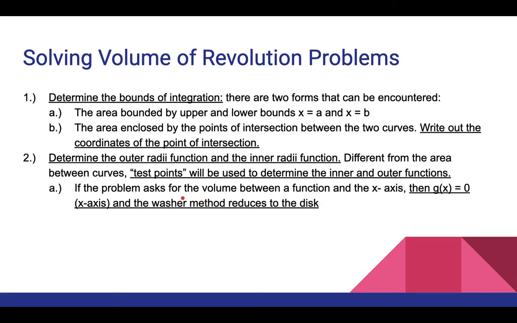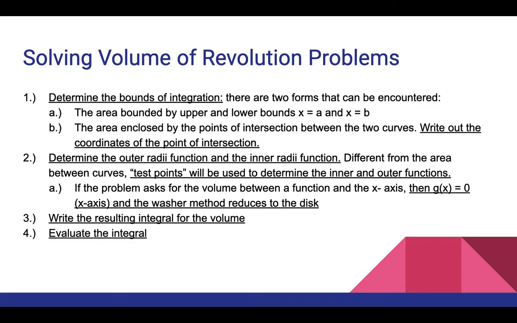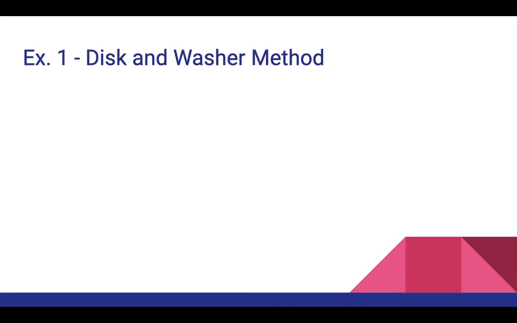If the problem asks for the volume between a function and the x-axis, then again, same thing as with 6.4, g of x will be equal to 0, the x-axis, and the washer method reduces to the disk method. We write the resulting integral for the volume, and then we evaluate the integral. Sometimes the volume integrals will be too difficult to solve by hand, and in that case, you'll set up the integral and solve it using a calculator. Other times, the integral will be simple enough to evaluate by hand, okay? And we'll take a look at examples of that in class.